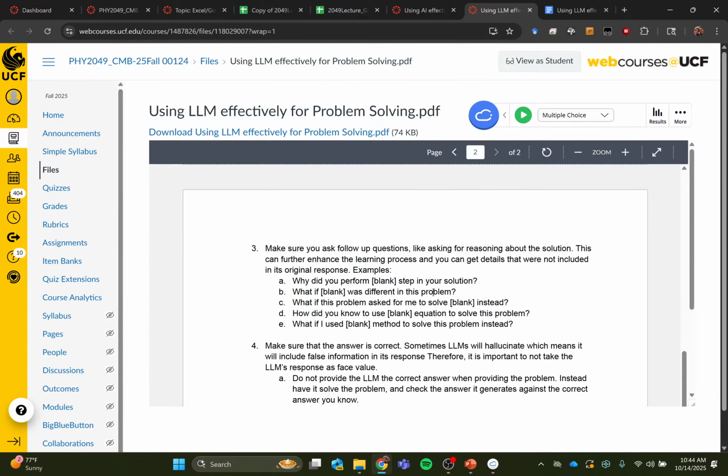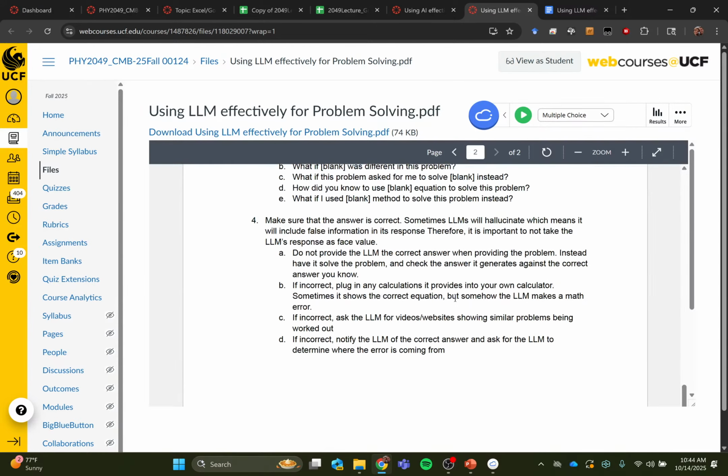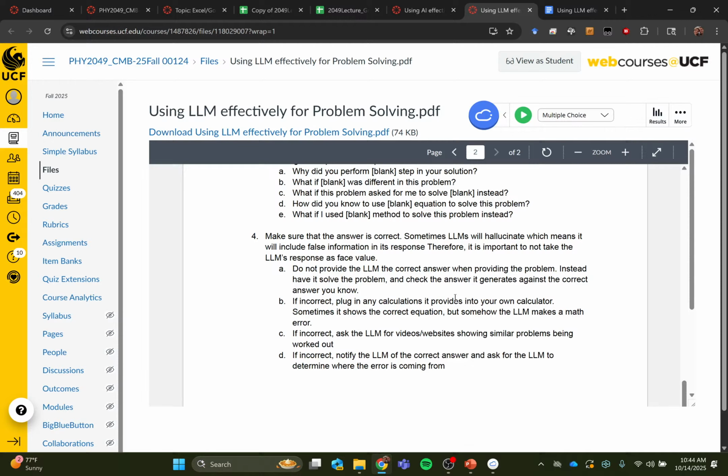Ask follow-up questions. Why did you do that? What if I did this instead? What if the problem was solving for this variable instead of this variable? What might that look like? What if, and so on and so forth. And then make sure the answer is correct. I provide the answers, so that gives you an indication that they're correct. But this is a very, very important skill. I mentioned this a few times. AI is about as correct as a person. Currently, when I use it for physics problems, it is correct about as much as I am.